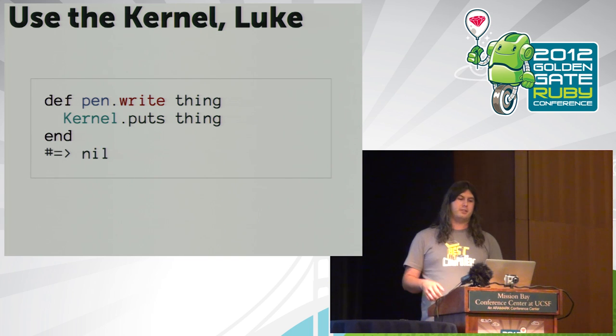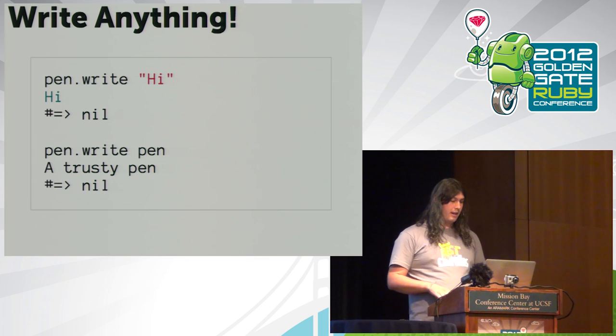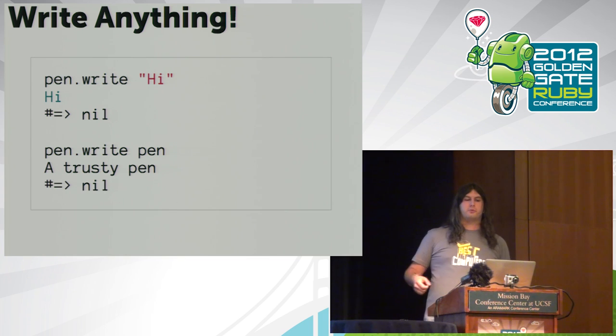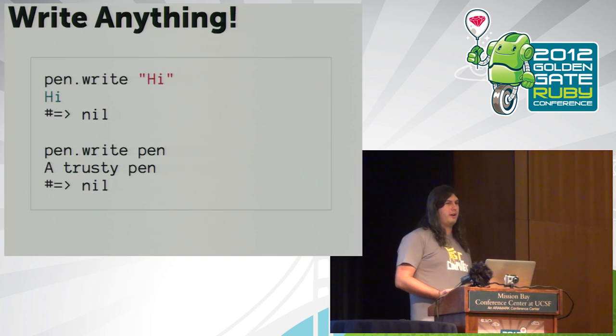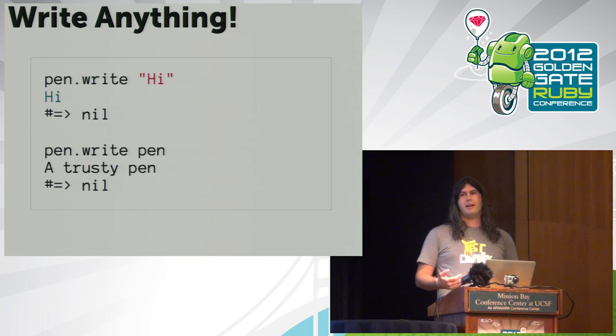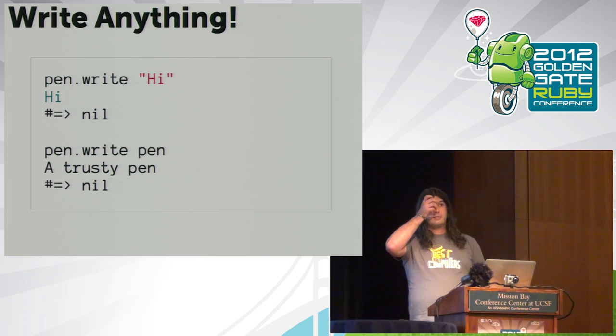And we're just going to put this thing out to the console like you do. And now we can write anything, because we can write any object to the console. And since everything in Ruby is an object, we can write anything. We can even write our own trusty pen. This is great. And after about 5 minutes, this is boring again, because you've written all of the things that you care about. And it's time to move forward.